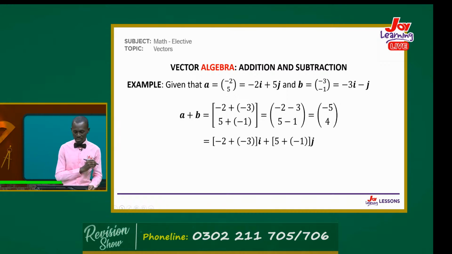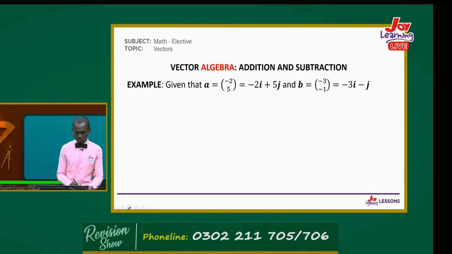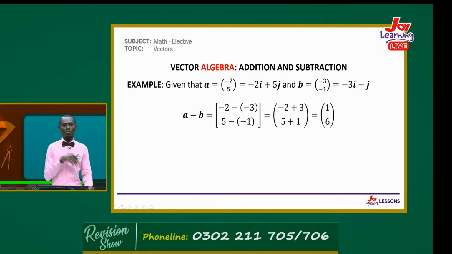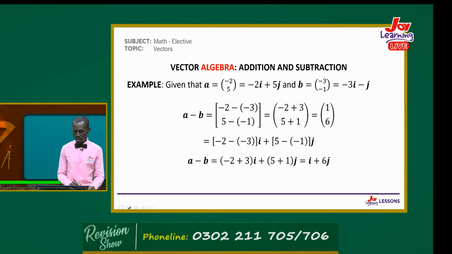If we were subtracting, we can also subtract directly. So we would say negative 2 minus negative 3, and then 5 minus negative 1, which effectively will be negative 2 plus 3 and 5 plus 1. Or if we wanted it to be in the Cartesian form, we'll just group them. And in each case, our answer will simply be i plus 6j, or 1, 6, if we wanted it in the component form.